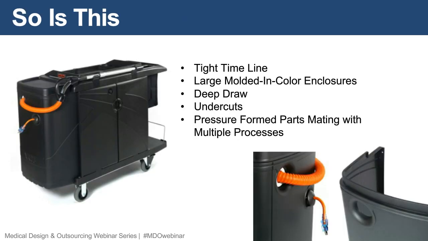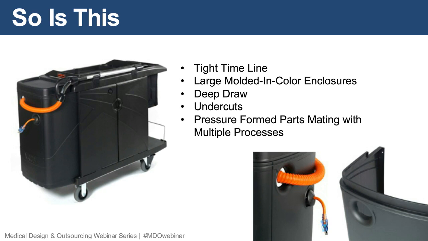So is this. Tight timelines, large molded in color enclosures, deep drawn parts, undercuts, and pressure form parts mating with multiple processes. On this slide you're seeing a cart that has a large pressure form part with undercuts along the perimeter of the part and sidewall undercuts. The part's molded in color, it's got an acid etch texture, and it mates up with blow molded parts, injection molded parts, and sheet metal parts.